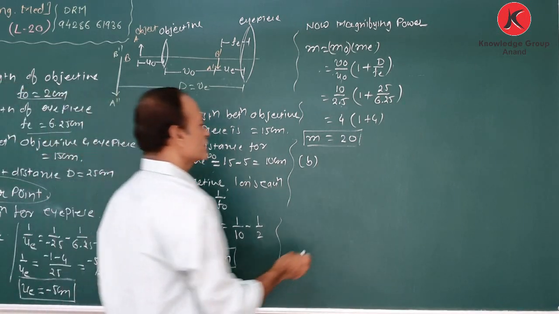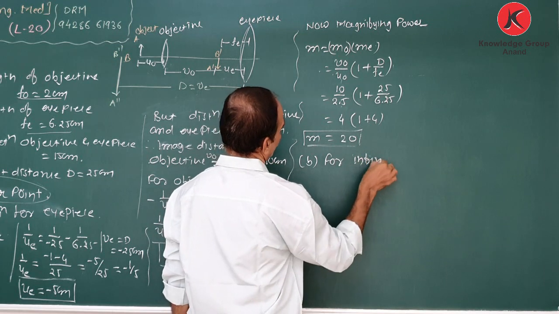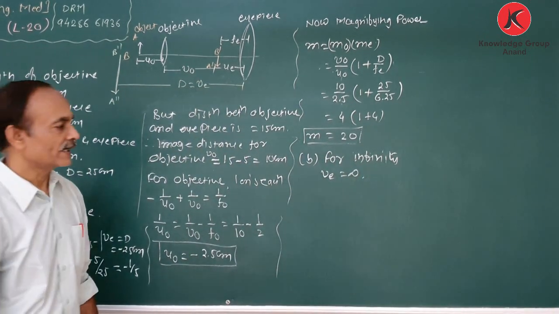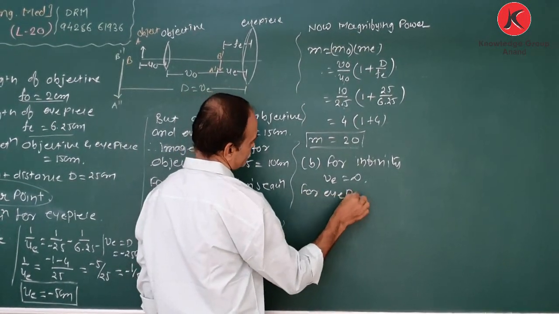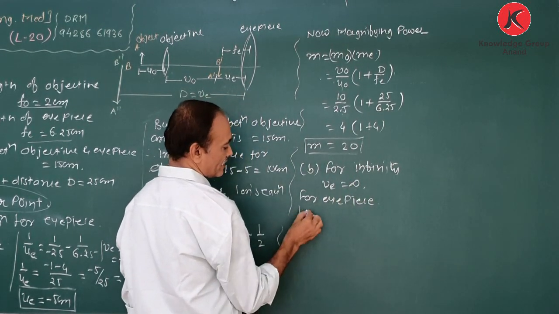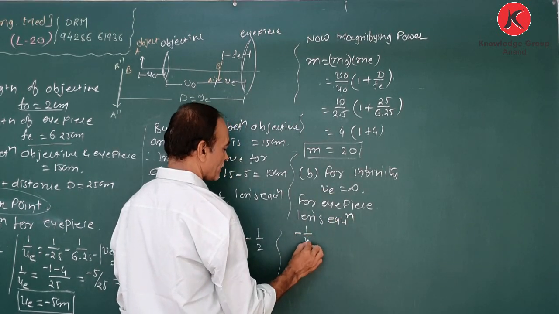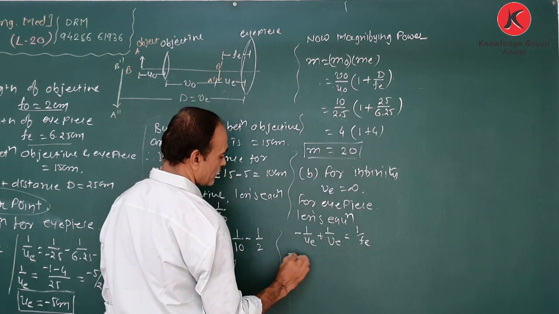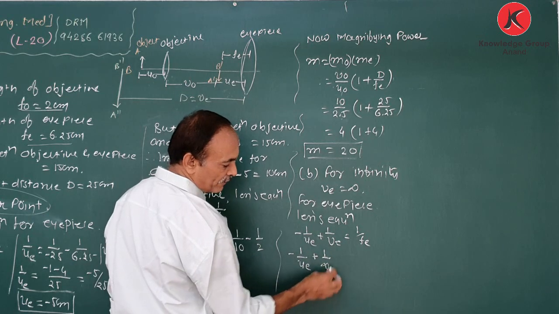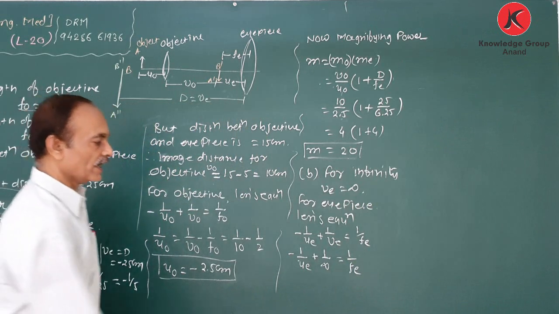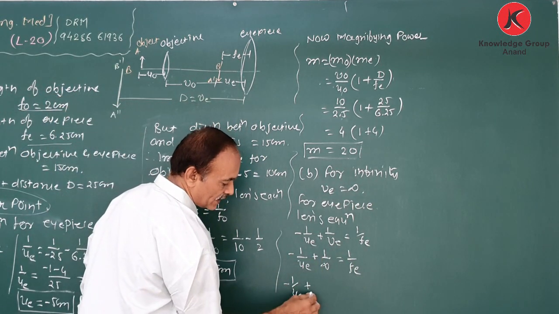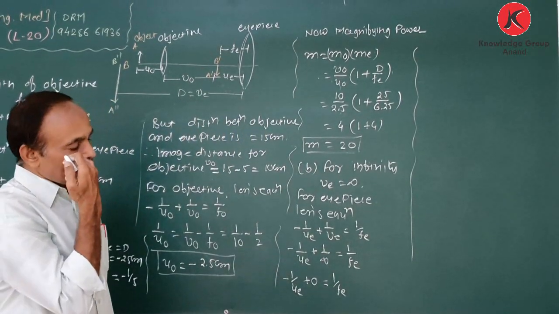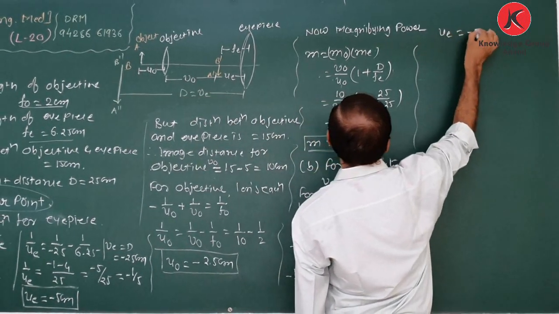Now, the second part of this question. If the image is formed at infinity, that means VE is equal to infinity. For the eyepiece, we are using the lens equation: minus 1 upon UE plus 1 upon V is equal to 1 upon F. Therefore, minus 1 upon UE plus 1 upon infinity is equal to 1 upon FE. 1 upon infinity is 0, so minus 1 upon UE is equal to 1 upon FE. Therefore, UE is equal to minus FE.